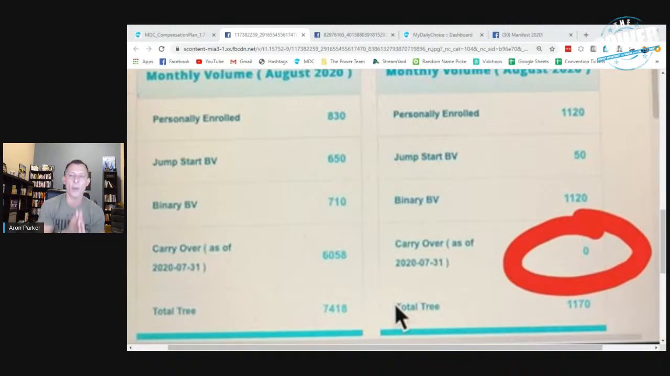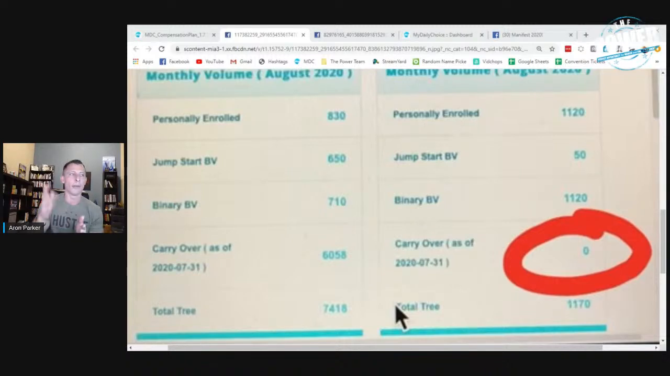Once you're binary qualified, the leg that you build is the one that has the least amount of volume in the carryover section. That's it. That's the answer. It's simple. Nothing else. That's the leg.